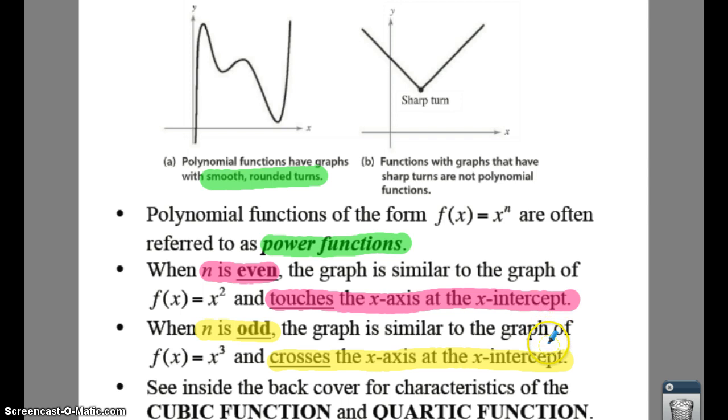You can look on the back cover of your book for characteristics of the cubic function and quartic function, and I highly recommend that because there are some pretty important things there: domain, range, x-intercepts, and so on. So I'd recommend taking a look back that way.